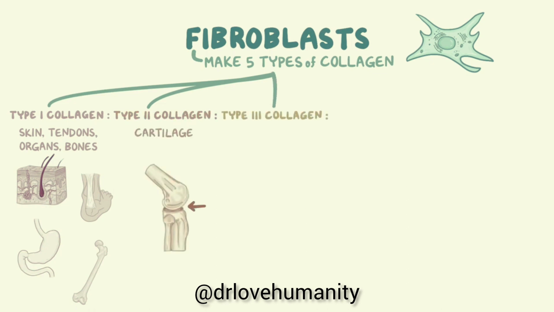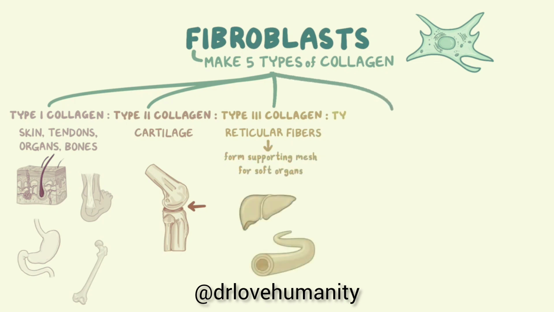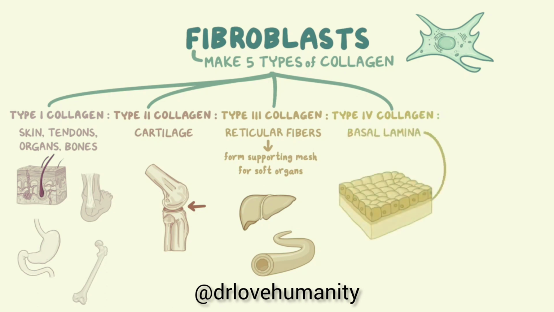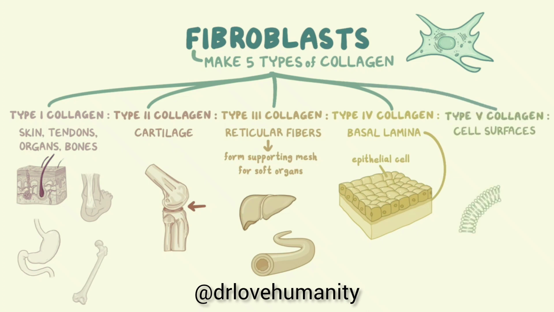Type 3 collagen, in reticular fibers, forms a supporting mesh for soft organs like the liver and blood vessels. Type 4 collagen is found in a foundation called the basal lamina, on which the epithelial cells sit. Finally, there's type 5 collagen, which is in cell surfaces, hair, and placenta, as well as in places where type 1 collagen is found.